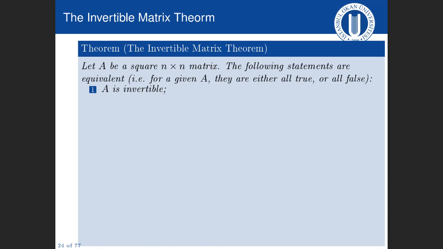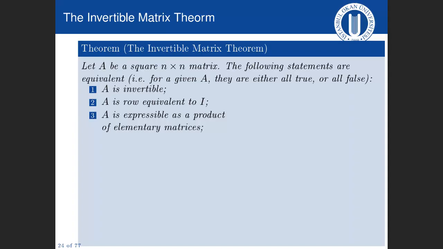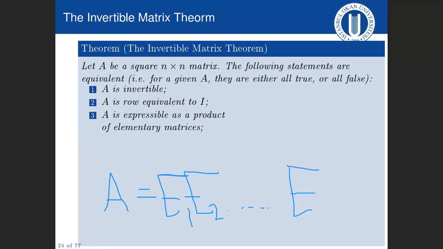Statement 1, A is invertible. That's true if and only if A is row equivalent to the identity matrix. And that's true if and only if A is expressible as a product of elementary matrices. In other words, if it's possible to write that A is equal to E1 multiplied by E2 multiplied by E3, etc., all of the way up to some endpoint, which we don't know.